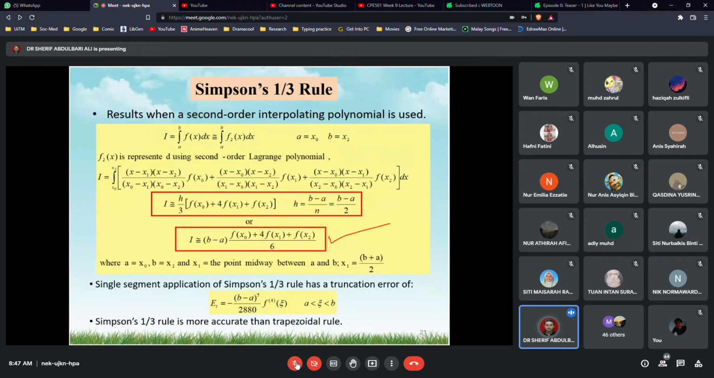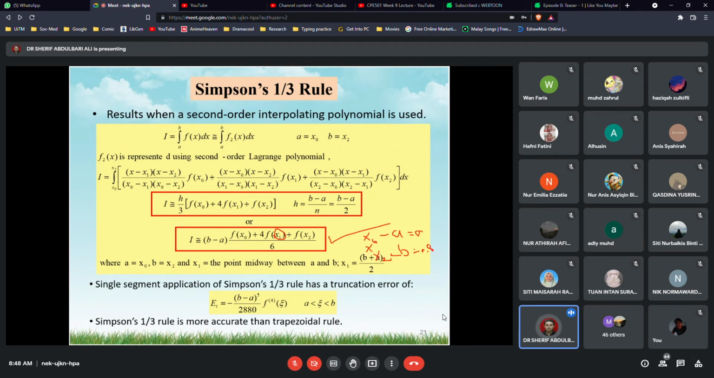The only thing in here is x1 is not going to be given. When you are going to have a question, the question is going to tell you that a is equal to, let's say, 0, and b is equal to 0.8, which is a here is equal to x0, and b here is equal to x2.